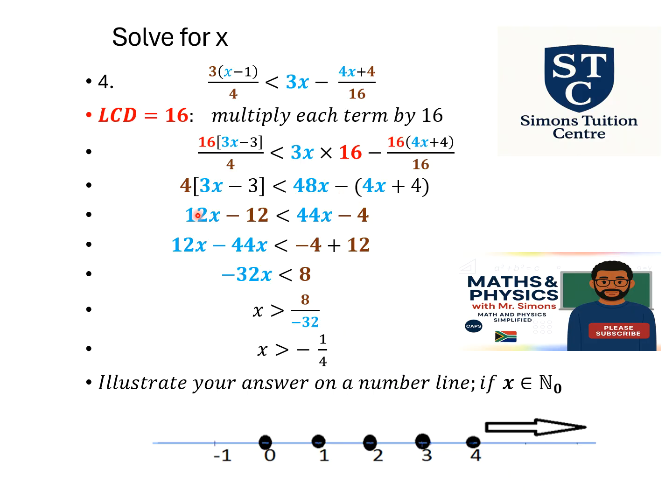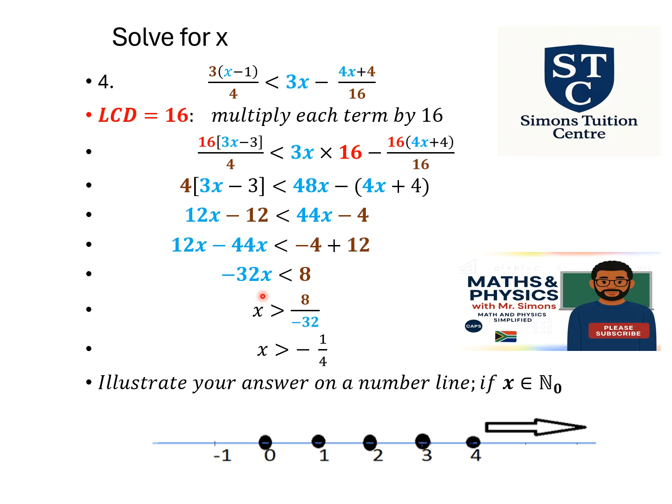4 times 3x gives me 12x. 4 times negative 3 gives me negative 12. 48x minus 4x gives me 44x, and there, negative 4. Take all my x's to the same side, so 12x minus 44x. If I bring negative 12 across, it becomes positive 12, so minus 4 plus 12. 12 minus 44x gives me negative 32x, less than 8, right?